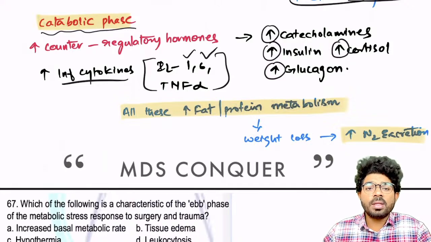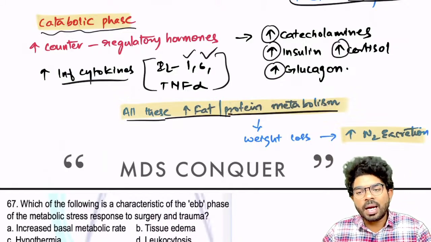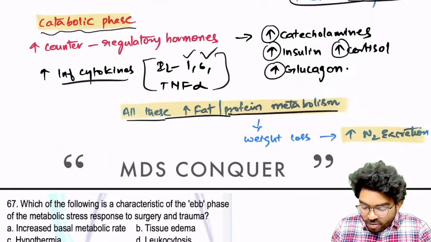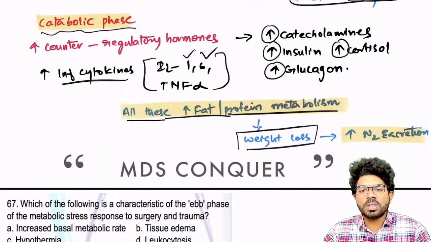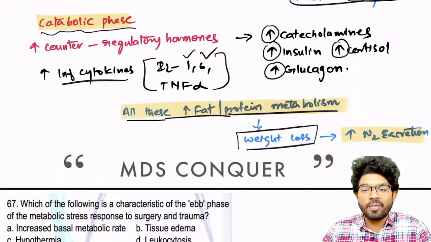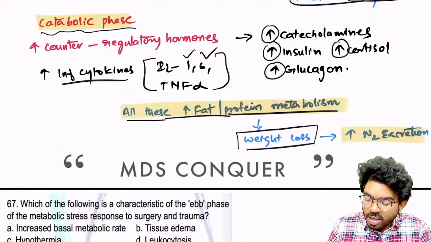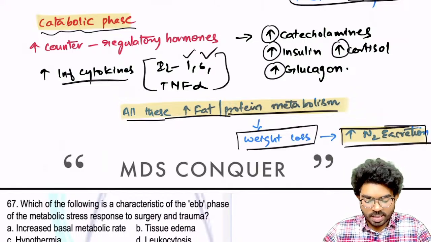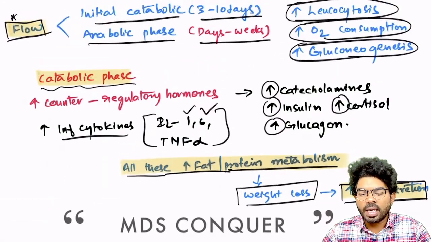So what happens in this phase? All the fat and protein present in the body start getting metabolized. Whenever fat deposits and protein deposits start dissolving during metabolism, there will be a reduction in weight. And of course, we know that protein is a combination of amino acids. So whenever amino acids are broken down, there will be an increase in nitrogen excretion. These are the changes which occur immediately after the injury.